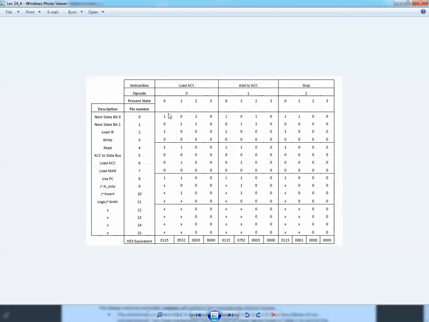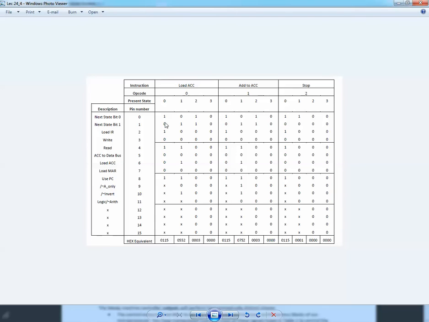Okay, so as we have seen here, the next state bit 0 and next state bit 1 have not changed: 1 0, 0 1, 1 1, and 0 0. These are the two least significant bits. The same goes here, the same goes here, and so on and so forth.